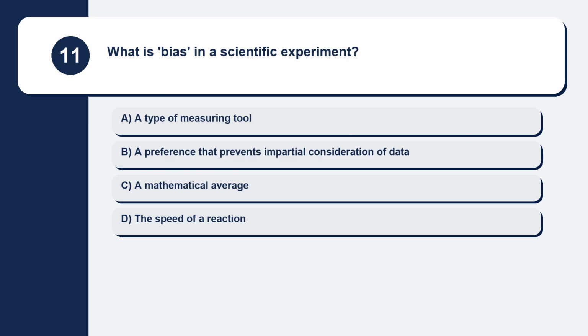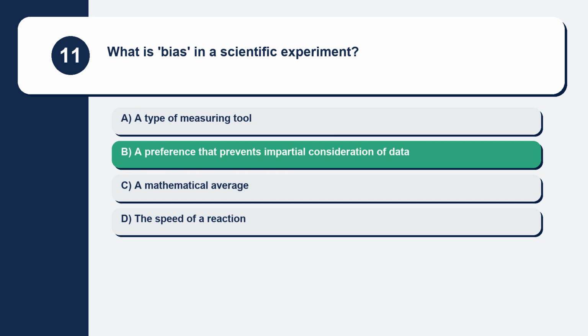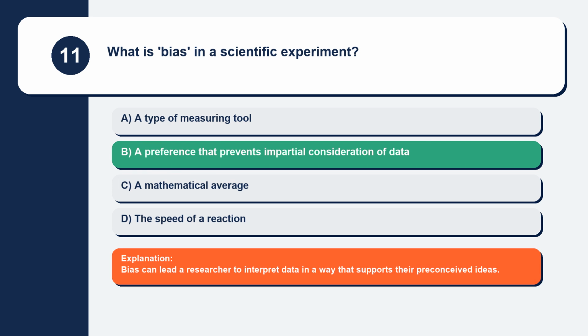Question 11. What is bias in a scientific experiment? A type of measuring tool. A preference that prevents impartial consideration of data. A mathematical average. The speed of a reaction. Bias can lead a researcher to interpret data in a way that supports their preconceived ideas.